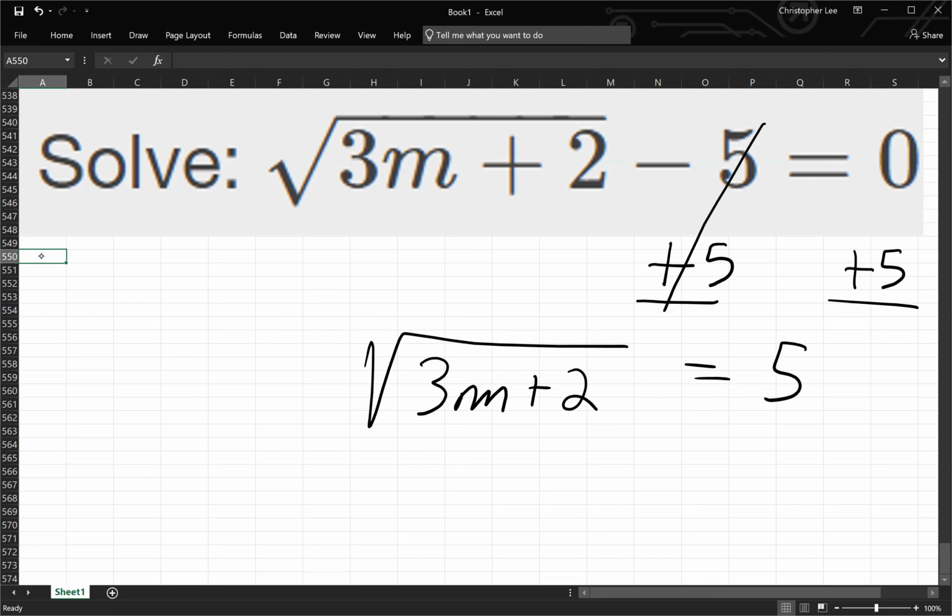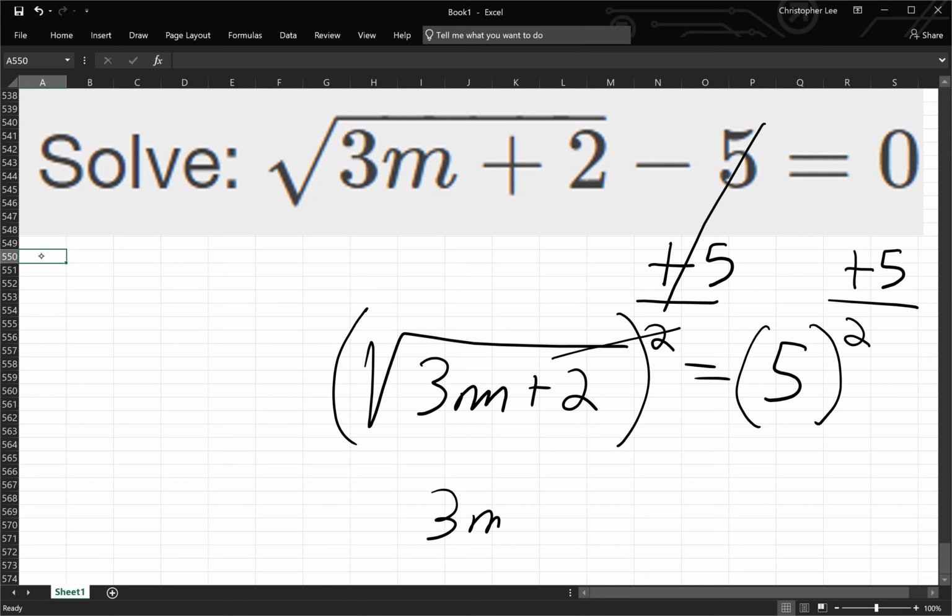Oh no, before I can do that, I have to get rid of the radical. So how do I get rid of the radical? Raise it to what power? 2, right? Anytime you don't see a number there, remember that it's like an invisible 2. What you do to one side, you gotta do to the other. These will cancel out. Now I have 3m plus 2 is equal to, what's this, 25, right?